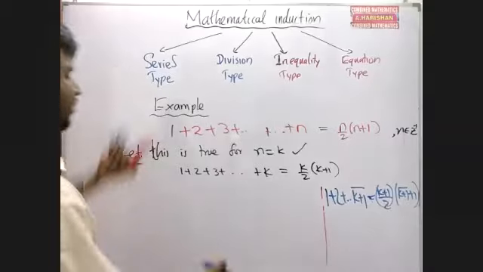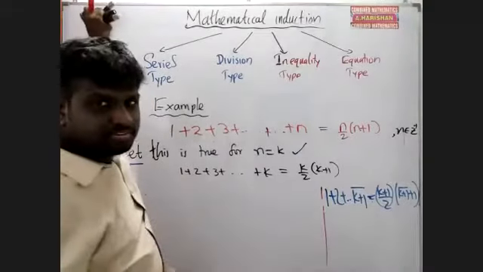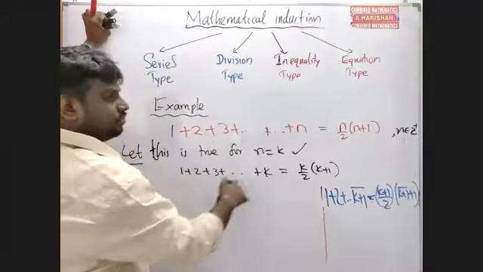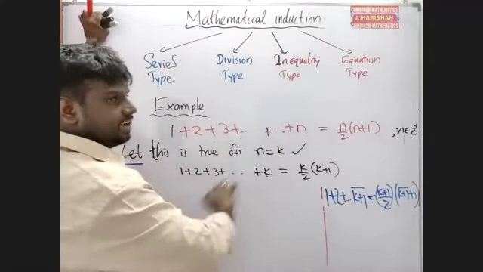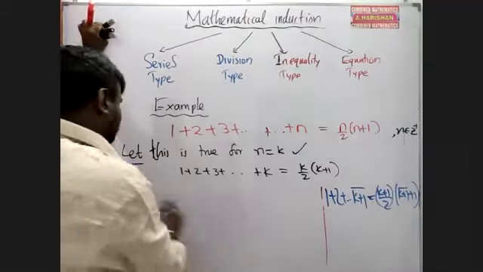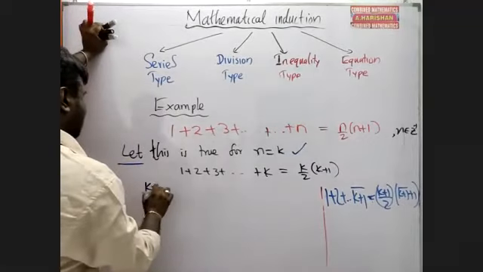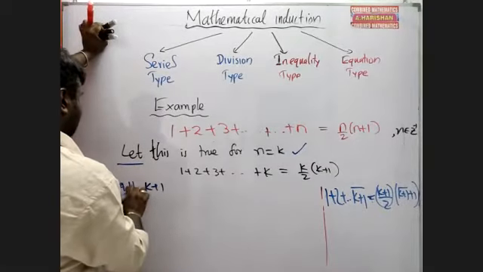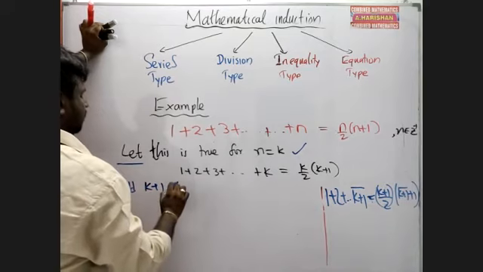So what we have to do is, this is a series type question, we understood. So what I have to do, I'm going to write: add the next term to both sides. So what is the next term? K is there, so k plus 1. So I say add, write down: add k plus 1 to both sides.